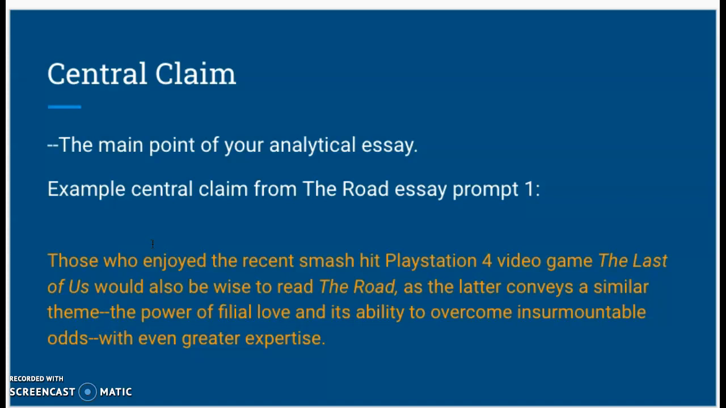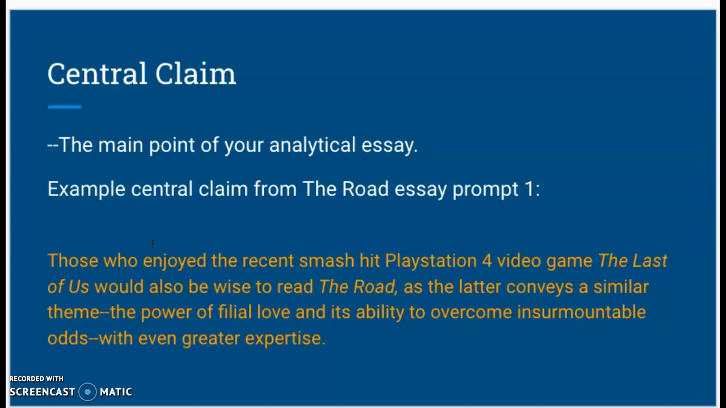So I'm going to compare The Road to one of my favorite video games, The Last of Us, in my essay. And I'm going to give a central claim that compares those two pieces of media. So here's my example of a central claim in a comparison-contrast essay. Those who enjoy the recent smash hit PlayStation 4 video game The Last of Us would be wise to read The Road, as the latter conveys a similar theme, the power of filial love and its ability to overcome insurmountable odds, with even greater expertise.